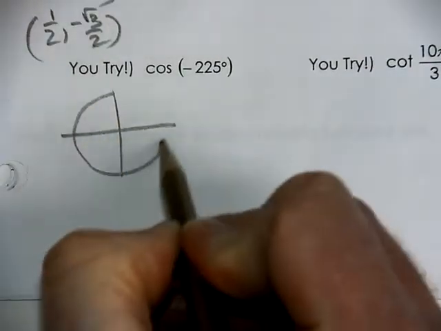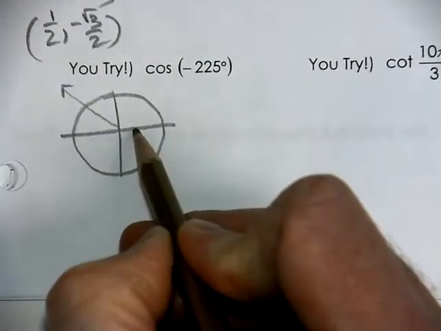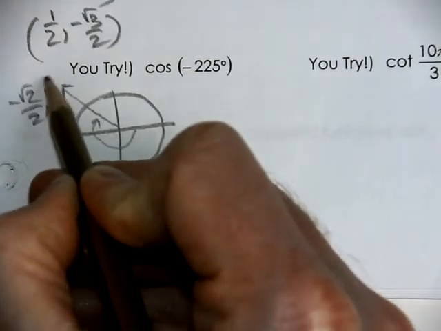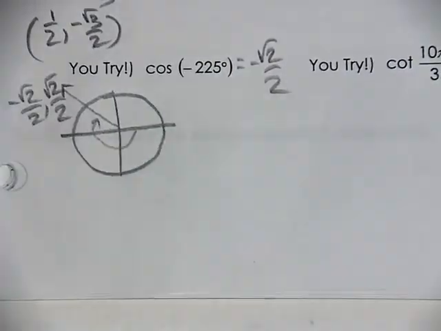Negative 225. We've already done the 225s before. They go off in this direction, which is a 45, 45, 90. So our cosine is negative root 2 over 2.